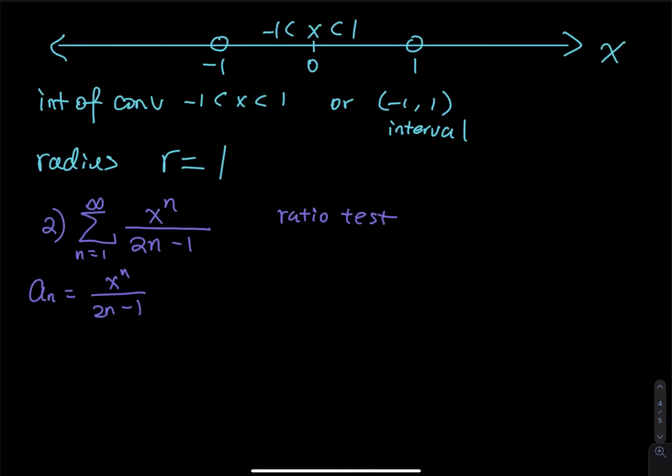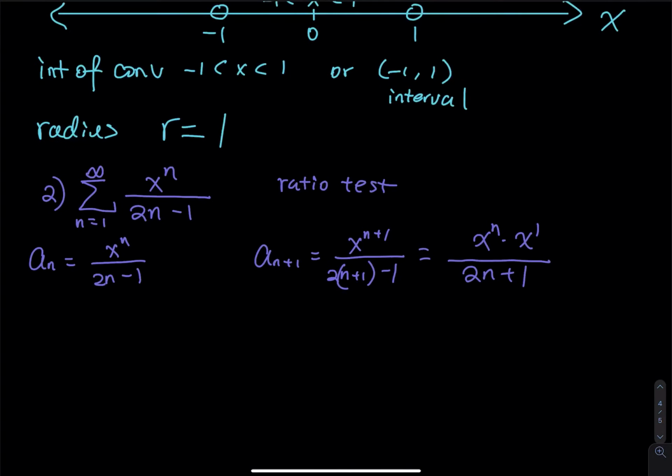And then a_(n+1) equals x to the n plus 1 divided by 2(n plus 1) minus 1, right? So that is equal to x to the n times x to the 1, and then 2n plus 2 minus 1. 2 minus 1 is just equal to 1. So we take the absolute value and then compare the ratio of a_(n+1) and a_n. So we have the limit as n approaches infinity, which compares the ratio.